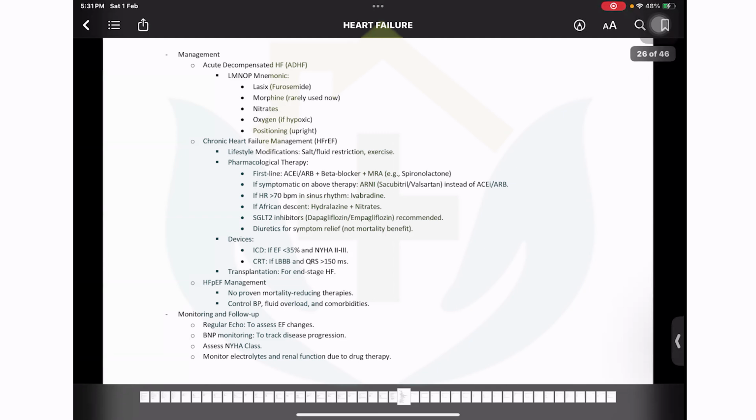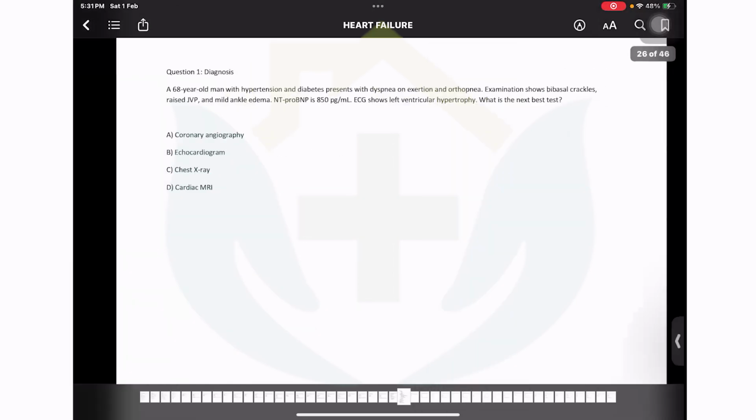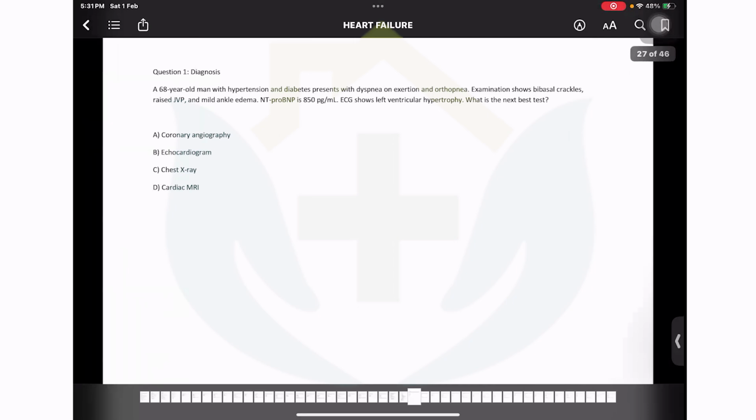How to monitor? Regular echocardiography to assess any changes in the EF, BNP monitoring to track the disease progression. Now it is approved to follow up the patient. Assessing NYHA class and monitoring electrolytes and renal function, because you are using so many drugs which can affect the renal function. So, is that clear about the heart failure? These are the basic guidelines that are important. So now we would go for the questions to get a better idea.